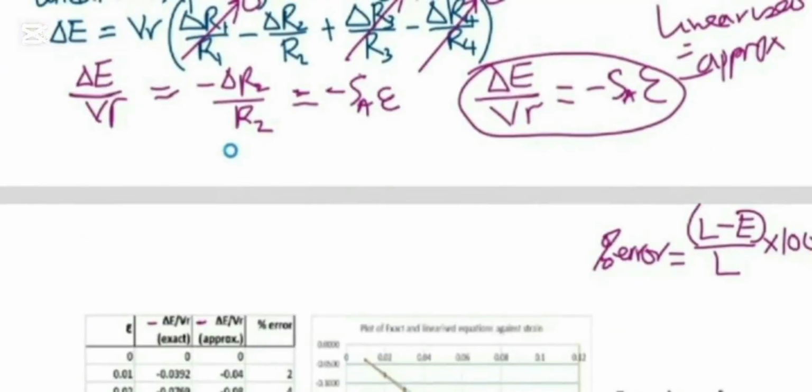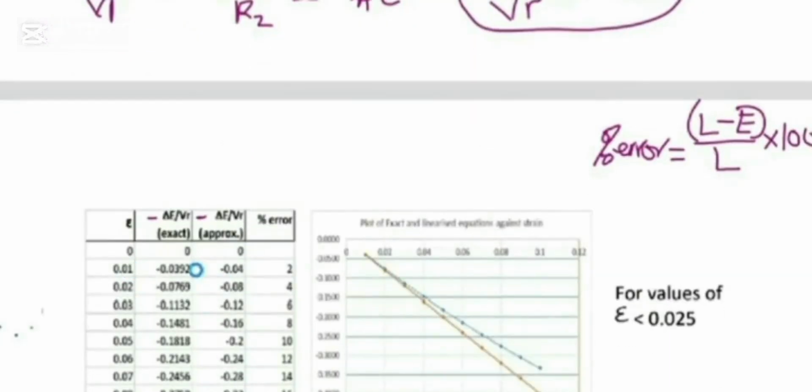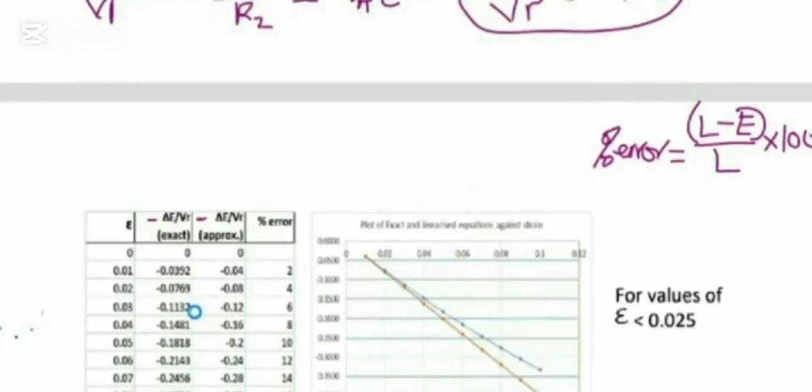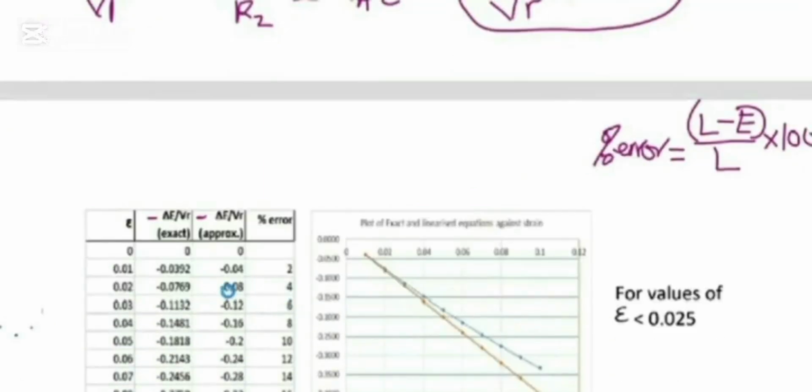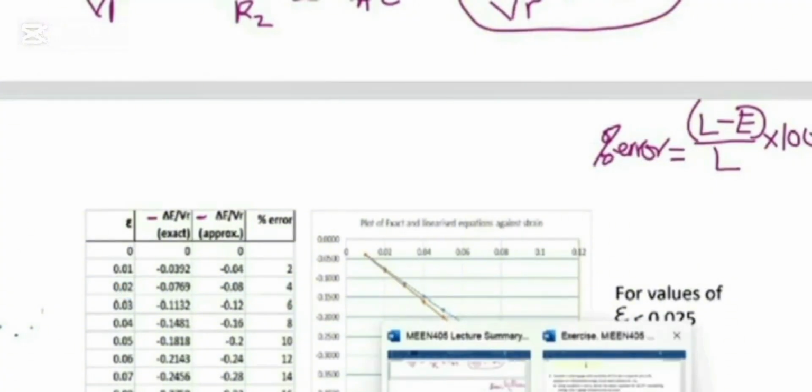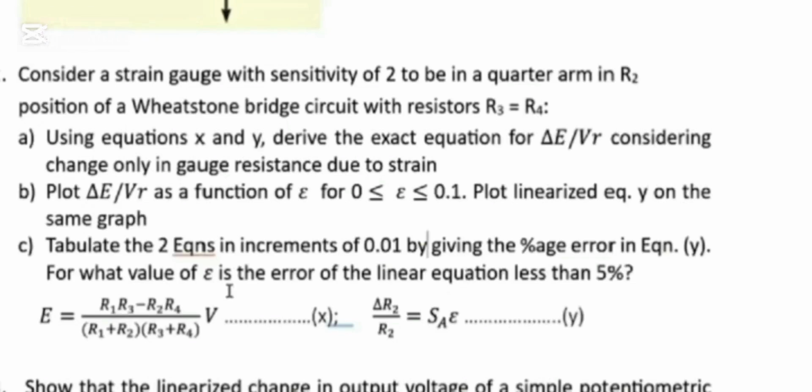So the first one here is minus 0.0392. You can see it's close to minus 0.04. So minus 0.04 is the approximate. Remember, the approximate is just the sensitivity multiplied by the strain value. In this case, it's going to be 0.01 multiplied by SA, which is 4. But remember, because we have a negative in the equation, we also use the negative symbol. The next one, at a strain value of 0.02, is 4. So if you do it correctly, the question says, for what value of the strain is the error of the linear equation less than 5%?